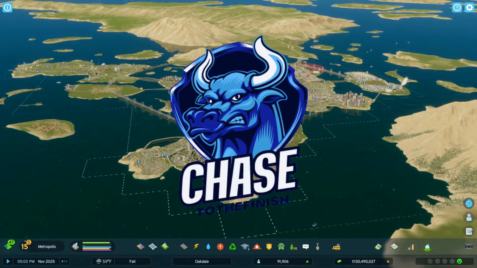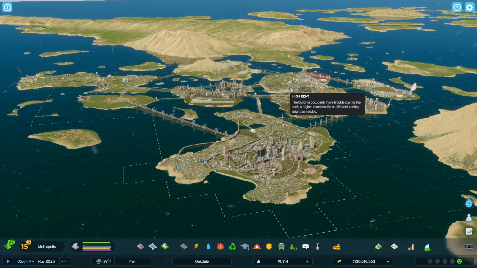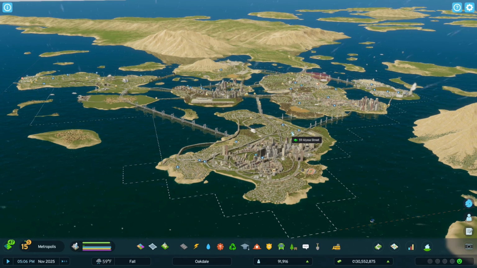Welcome back to another episode of Cities Skylines 2. You may be looking at the map right now and saying, wow, there's a lot fewer of these high rent bubbles on the map than usual, and that's because I found a mod that responds to the issues that we were having with high rent.